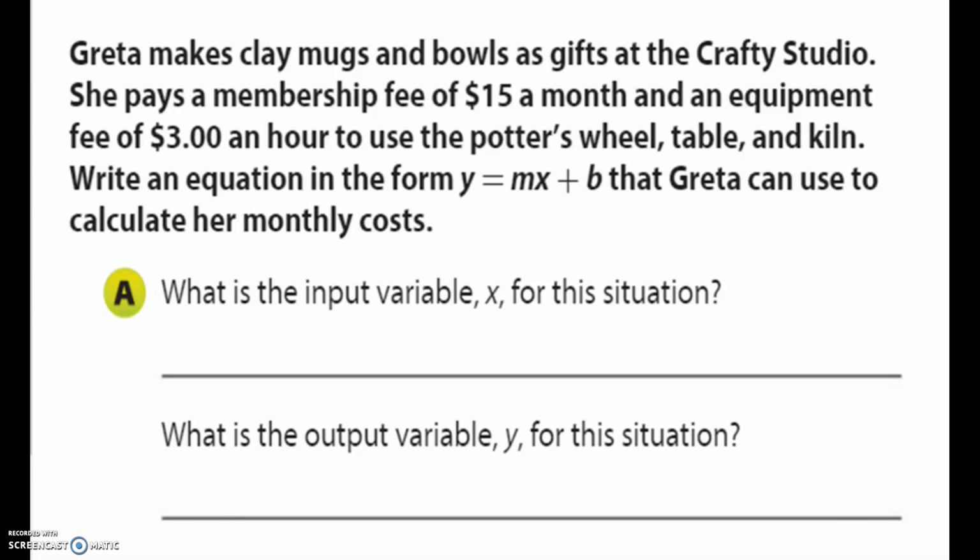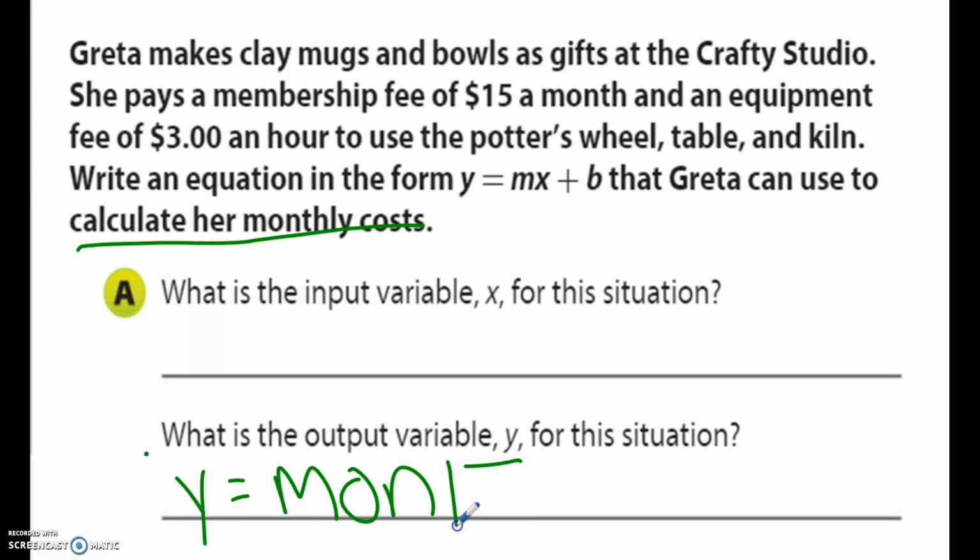Greta makes clay mugs and bowls as gifts at the studio. She pays a membership fee of $15 a month and an equipment fee of $3 an hour to use the equipment. Write an equation in slope-intercept form that she can use to calculate her monthly costs. So let's start with our output, y. What are we ultimately getting? Well, it says right here, her monthly cost. So our y is going to represent our monthly cost.